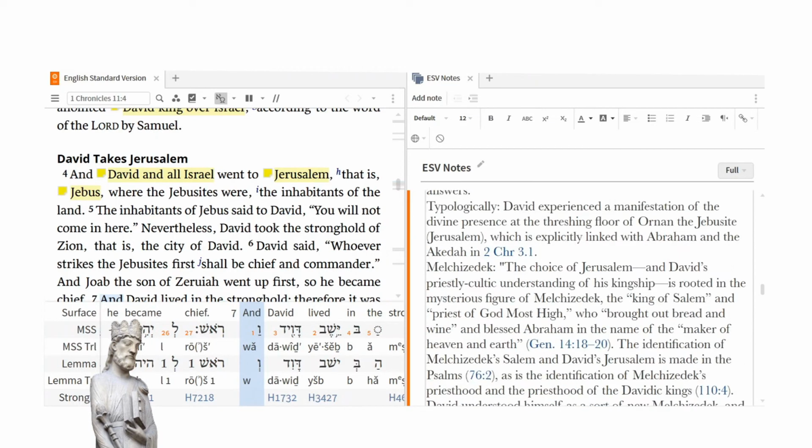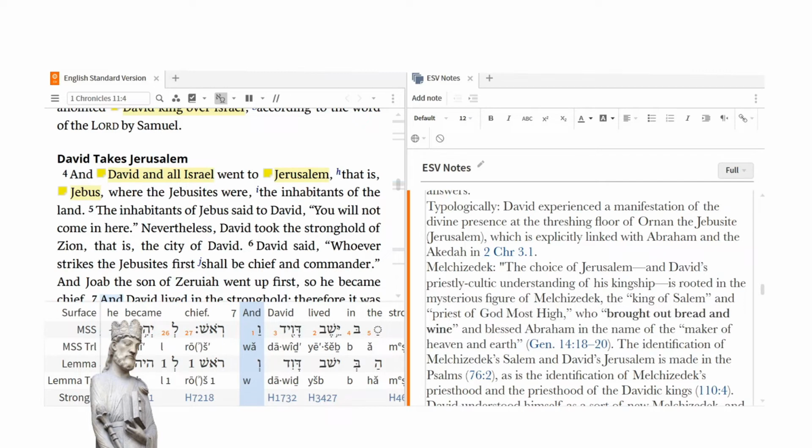Continuing on with Hahn, the second reason is Melchizedek. The choice of Jerusalem and David's priestly cultic understanding of his kingship is rooted in the mysterious figure of Melchizedek, the king of Salem, that is, Jerusalem, and priest of the God Most High, who brought out bread and wine and blessed Abraham in the name of the maker of heaven and earth. I mean, this is so theologically pregnant.